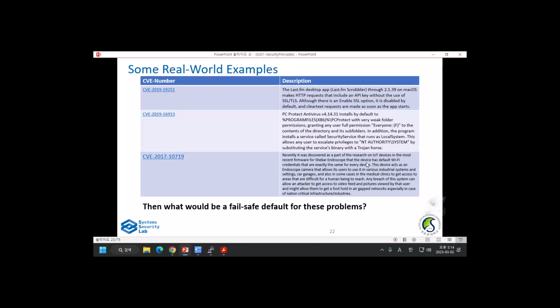This IoT device has default Wi-Fi credentials that are exactly the same for every device. So if you sell 3,000 IoT devices, 3,000 systems have the same password. And of course, a fail-safe option would be randomized default passwords for each one of these devices.